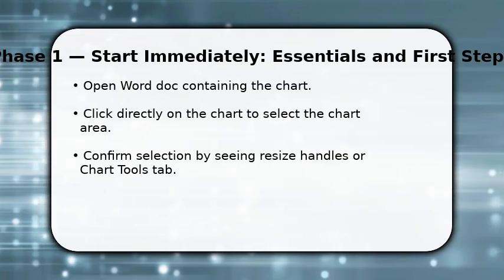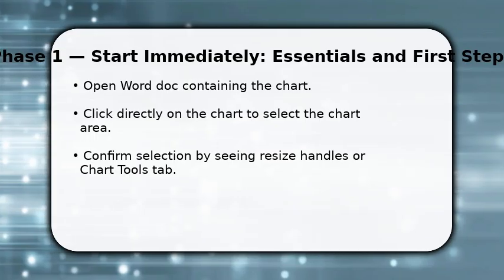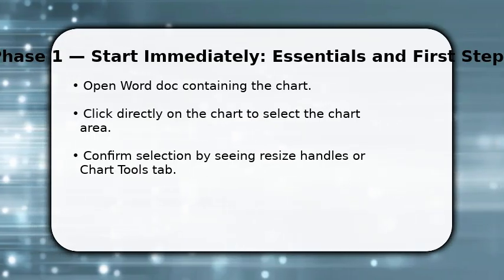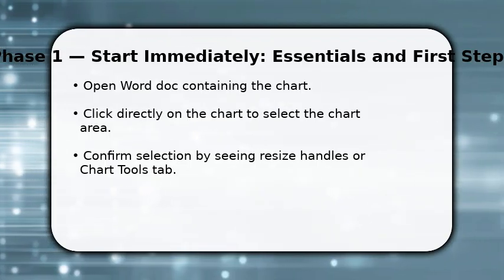Enjoy the video. You start by opening the document and locating the chart you want removed. Click directly on the chart area so Word selects the entire object. You'll see Resize Handles and the Chart Tools contextual tab appear.